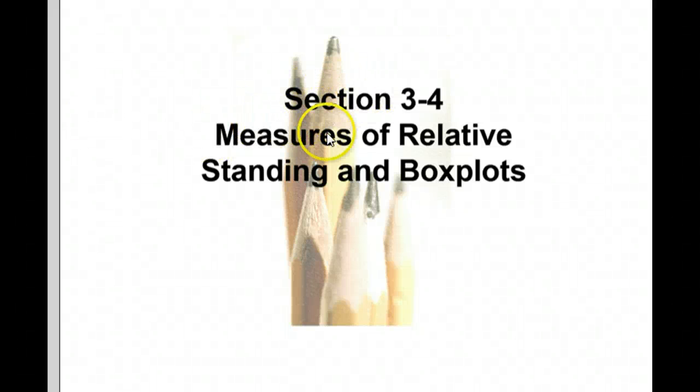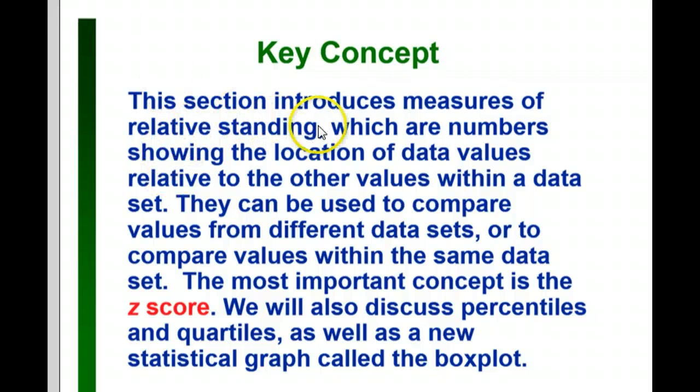Alright, this is 3.4 notes, measures of relative standing and box plots. So, big key concept here is this idea of relative standing, which basically is saying how things relate to the mean or how they relate to one another. And one of the most important topics we talk about all semester is the z-score. Now we will introduce it this time, and then it's going to seem like we forget about it completely, but trust me, we definitely come back to the z-score at the end of the semester. And then the box plot is the other big thing that we talk about in this section.